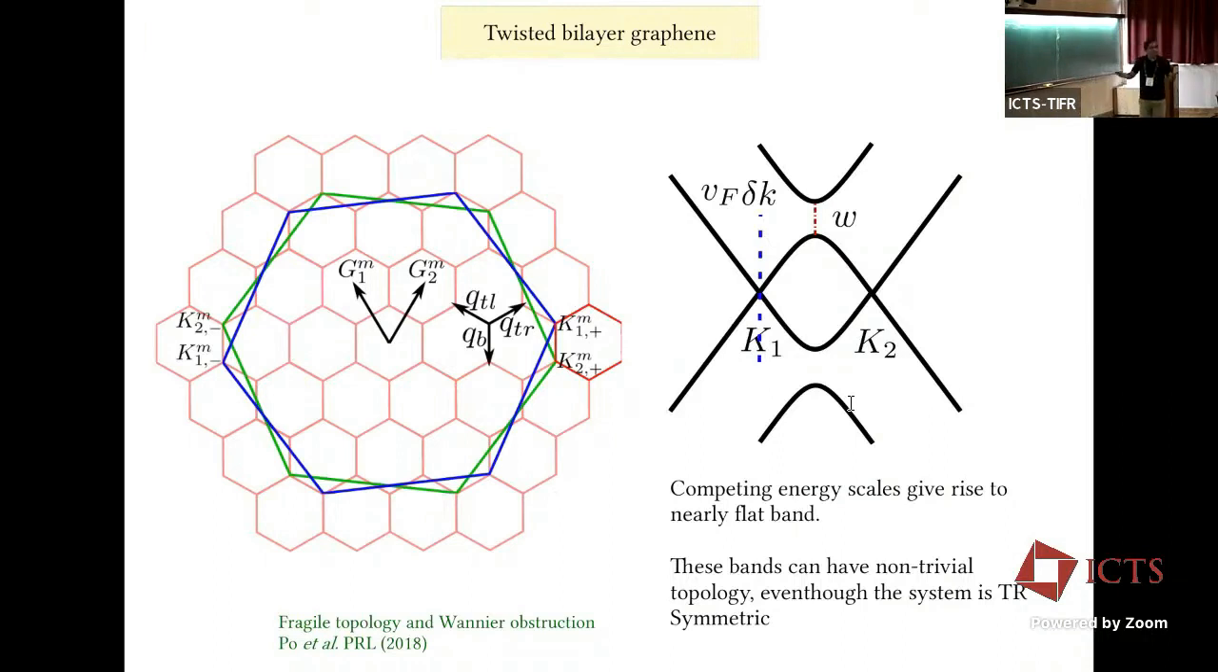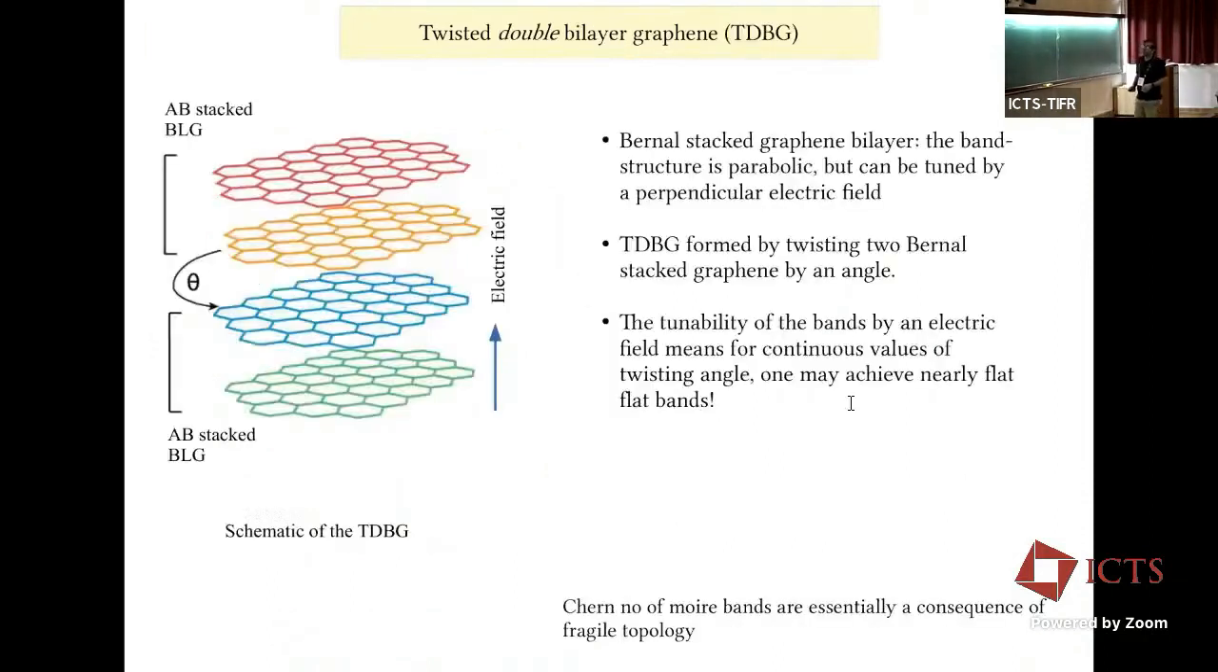Okay, flat band is of course interesting. Symmetry breaking, topology and interaction play a role here because of Chern number. Very exciting. All right, so what is twisted double bilayer? This is now a twist between two bilayer graphene. Graphene's most stable structure is what is called AB stacked, and this is a twist between two AB stacked bilayer graphene.